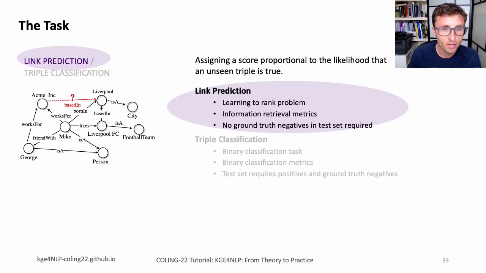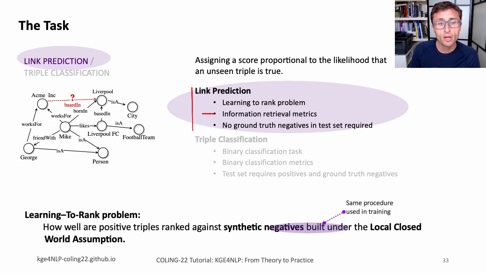Just a quick refresher on the task at hand. We are predicting missing links, and we cast that problem as a learning to rank task using information retrieval metrics because we don't have ground truth negatives. So by all means, we are trying to figure out how well positive triples in a test set are ranked against their synthetic negatives, against their corruptions. This should ring a bell. This is exactly the same procedure we described a few minutes ago when training the model. So we reuse the same procedure, but this time to evaluate how well the method performs on a test set.